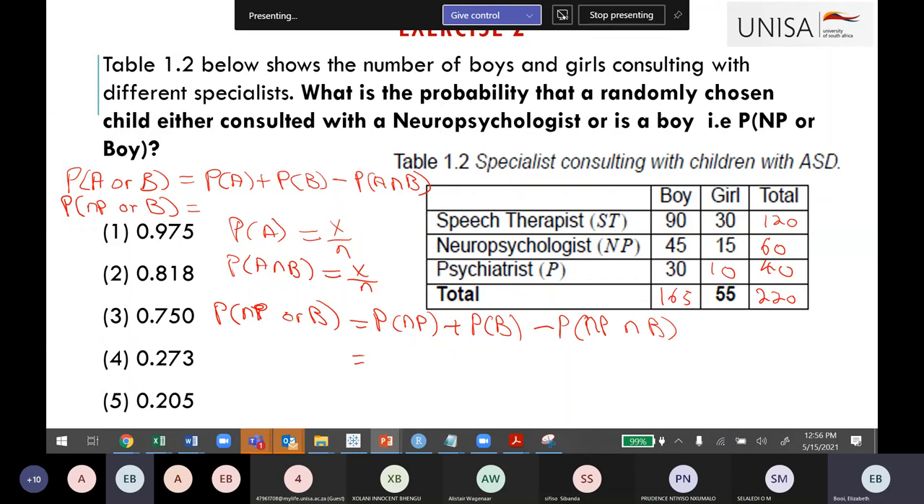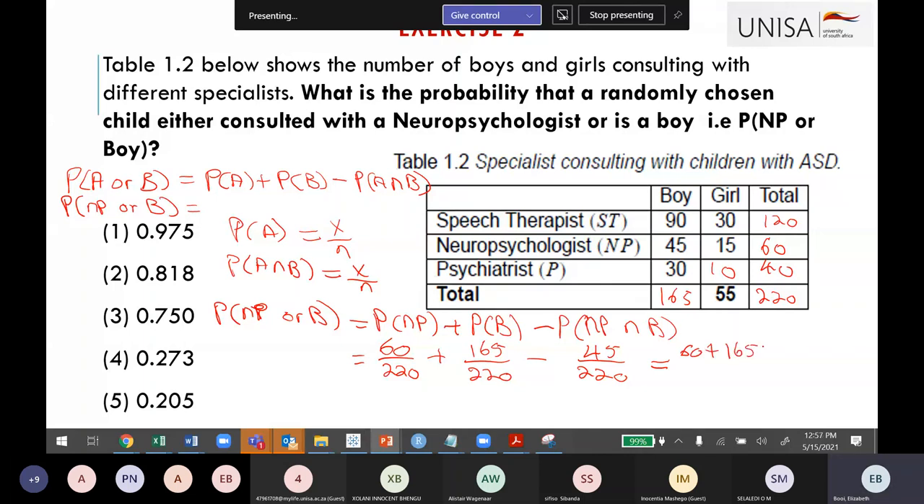So what is the probability of neuropsychologist? How many events satisfy neuropsychologist? It's 60, and we also divide by the total sample space, which is 220. Plus, we also have a simple event here. How many are boys? 165. It will be 165 divided by 220 minus the joint event of neuropsychology and a boy, which is 45 over 220.